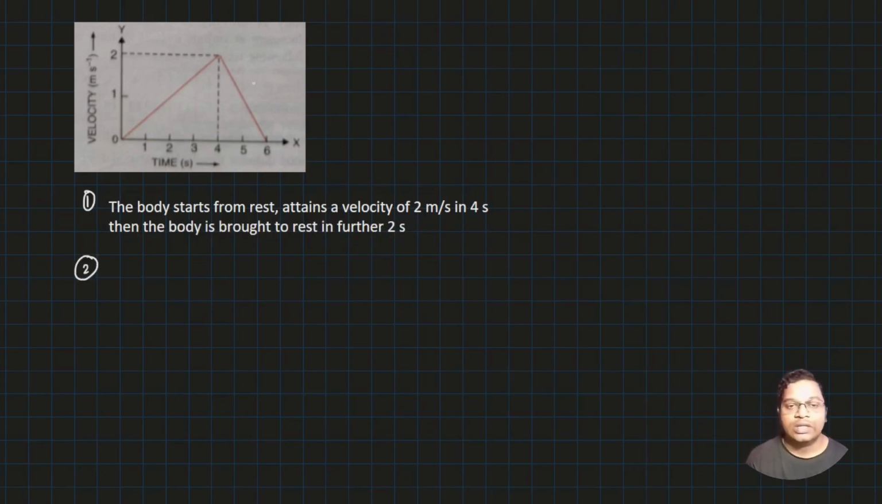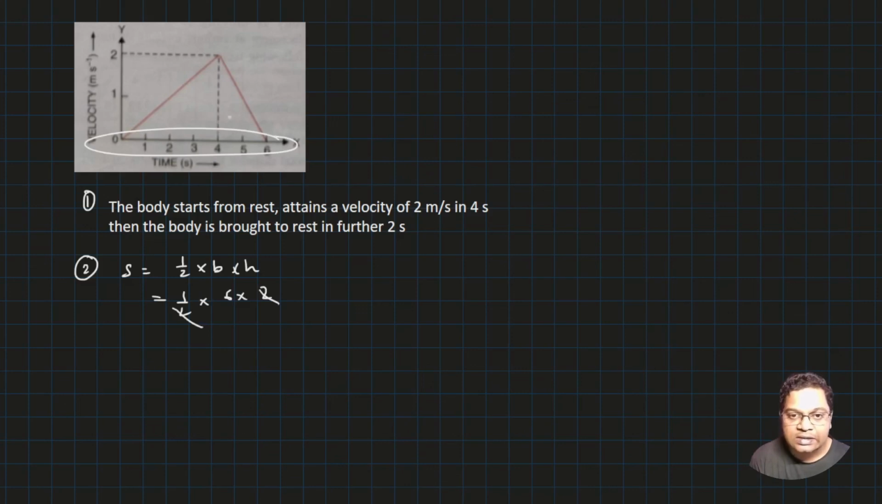The second part of the question, they are asking us to calculate the total distance covered. Again, this is a velocity time graph. So the area under this will give us the total distance. Now this makes the shape of a triangle. So this is half into base into height. That is half into 6 into 2. The base is 6 and the height over here is 2. So we get 6 meters is the distance traveled.